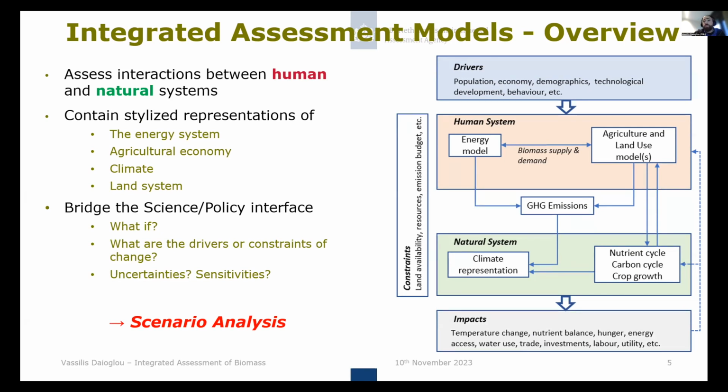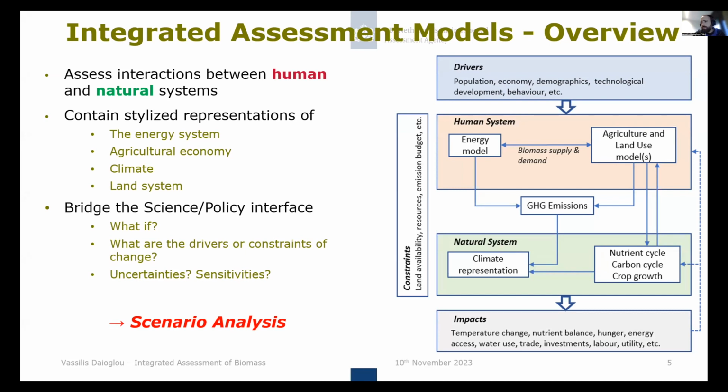So these models, first of all, are not used to predict the future. They make certain projections and they answer what if type scenarios. So what if we were to have massive behavioral and lifestyle changes? How does that change the possibilities of meeting strict environmental goals? What if certain technologies are or are not available? What are the implications there? They also allow us to investigate the drivers and constraints of change, but also look at different uncertainties and sensitivities.